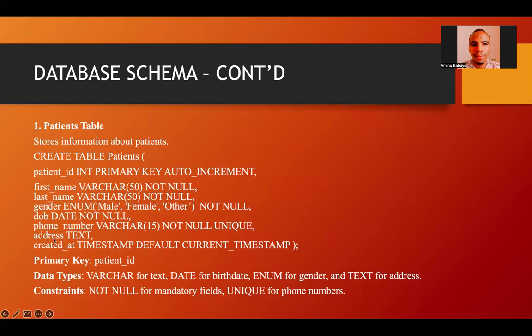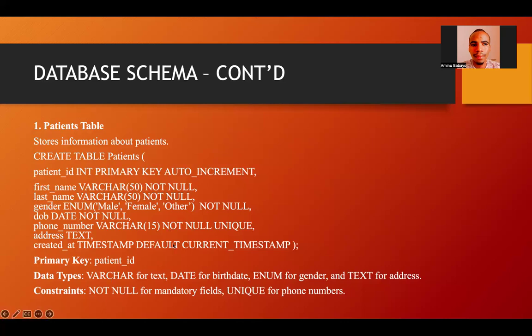And here we have address, which is a text field. The text field is used when the length is greater than a variable character allows. And created at means the time that the data is created. It's going to add a default current timestamp, like adding the date, the time, and the seconds, and so on.